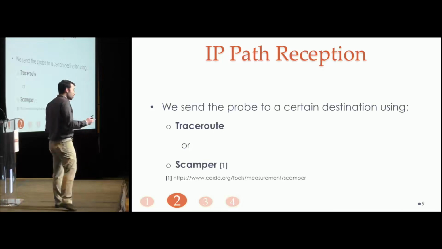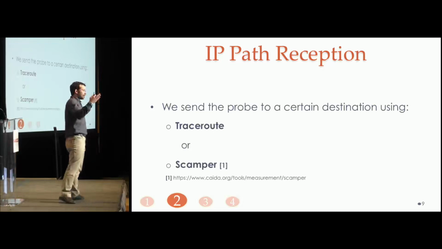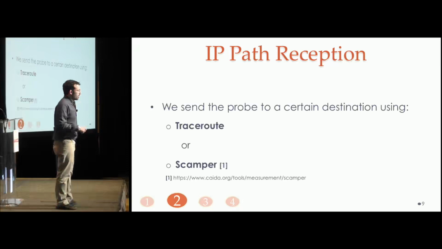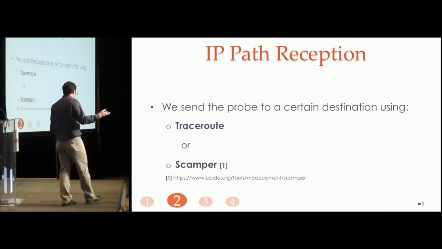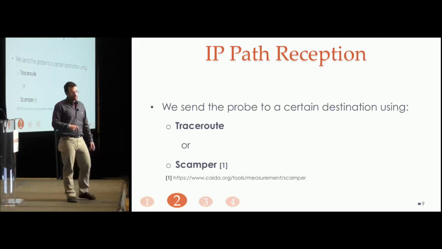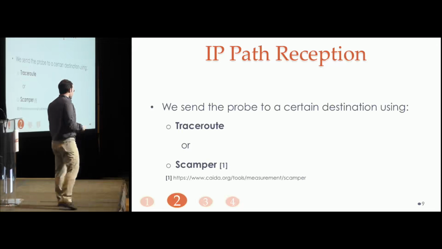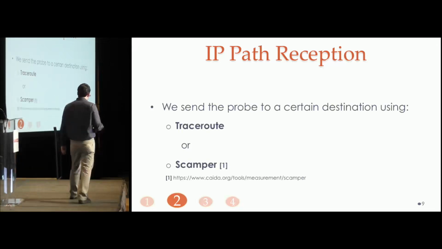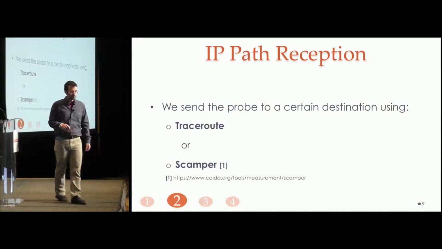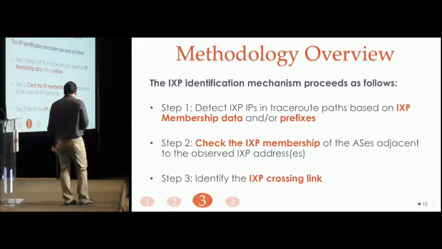Now, the second module, of course, is a simple module. We try to receive an IP path by sending a probe to a selected destination IP, or a URL, or whatever. And to do that, we can use either the well-known traceroute or Scamper. Scamper is another more sophisticated tool provided by CAIDA, which implements Paris traceroute, so this allows us to overcome some anomalies in the path due to load balancing.